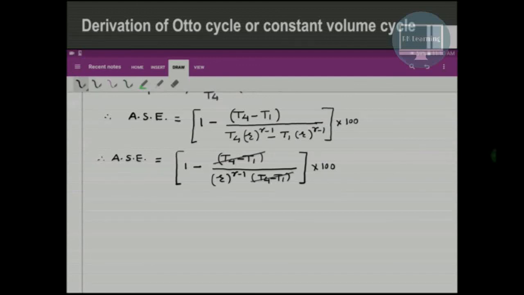So that we'll get the final form of air standard efficiency in case of the Otto cycle. This will be nothing but 1 minus 1 upon r raised to gamma minus 1, multiplied by 100. So this is the expression for the air standard efficiency of the Otto cycle.